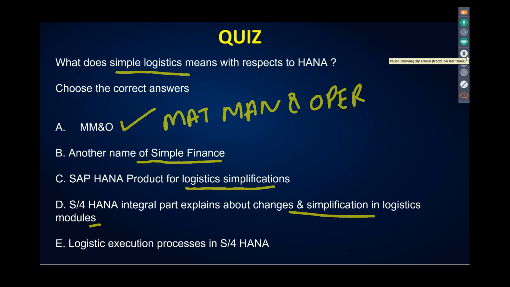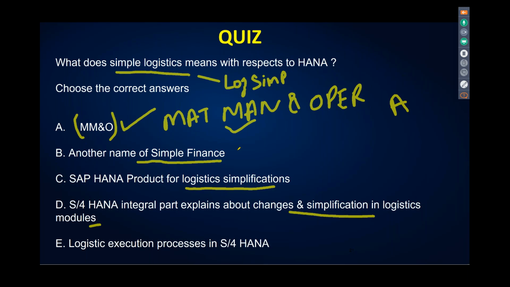Let's have a look. Which are the correct ones? MM&O I have explained in the previous slide, it is nothing but the same name for the logistic simplification. And simple logistics also talks about logistic simplification. So MM&O and simple logistics or logistic simplification are the same thing. So A is the correct answer.